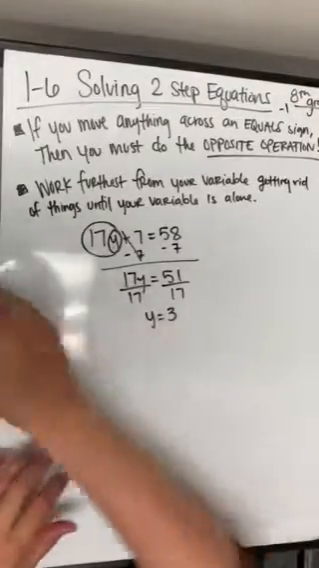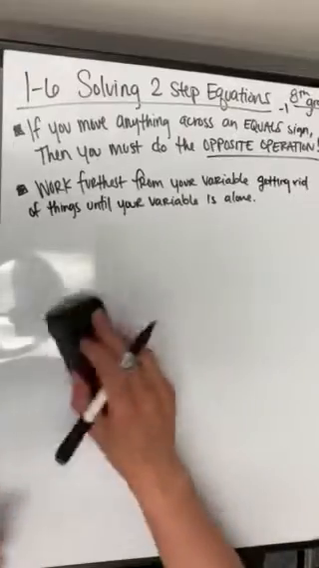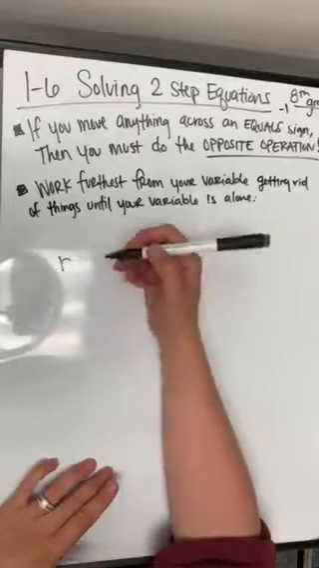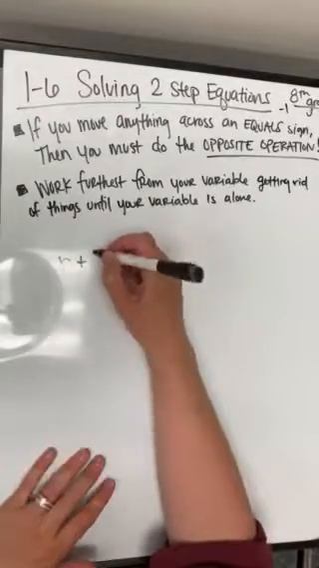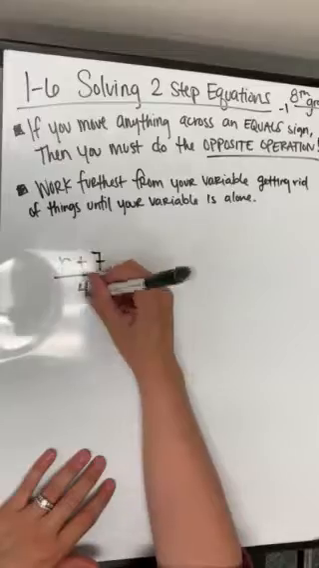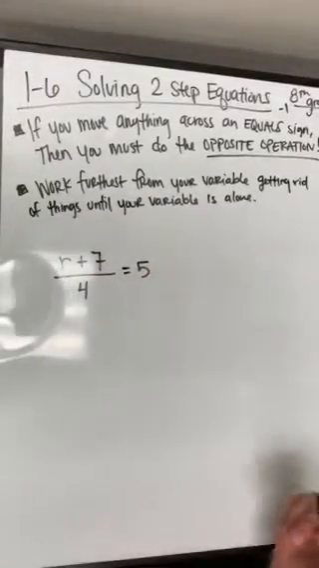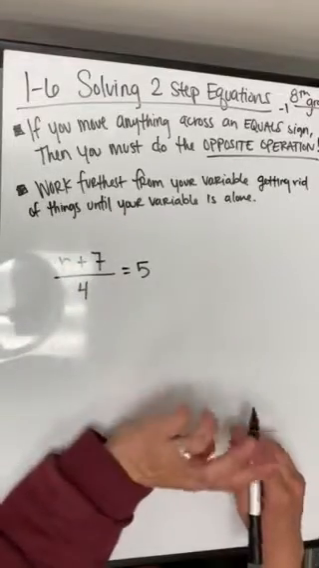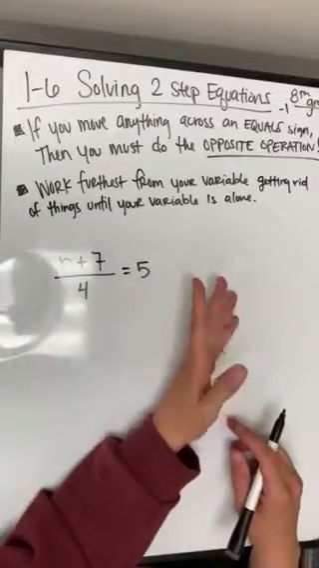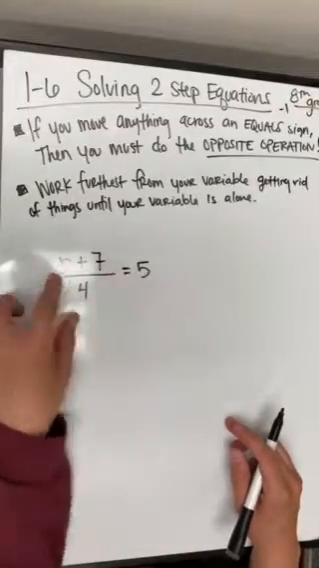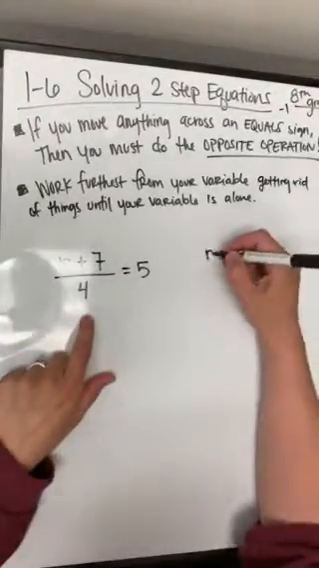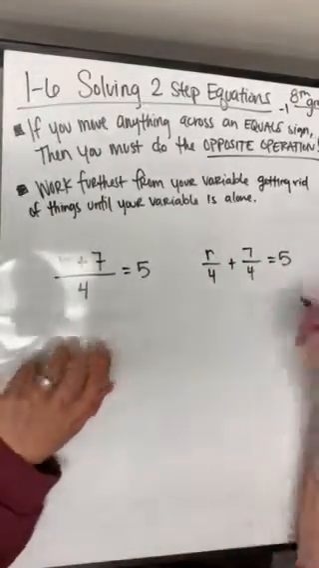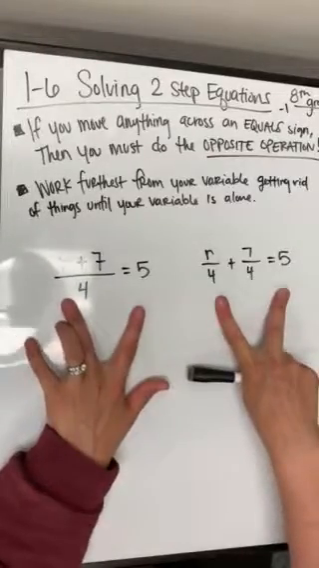Now I want to show you something that you will come across, and I want to explain what it means. You'll have something like r plus 7 all over 4, equal to 5. You'll notice that this divide by 4 is happening to everything. There's one of two ways you can work through it. You can separate it and divide each one by 4, and it would look like this: r divided by 4 plus 7 over 4 is equal to 5. Those mean the same thing.